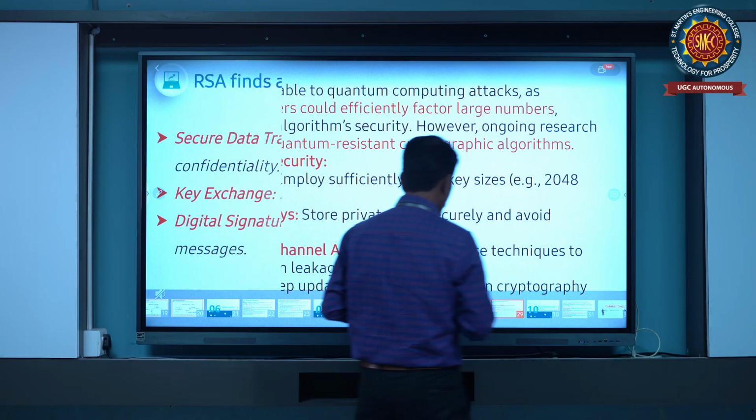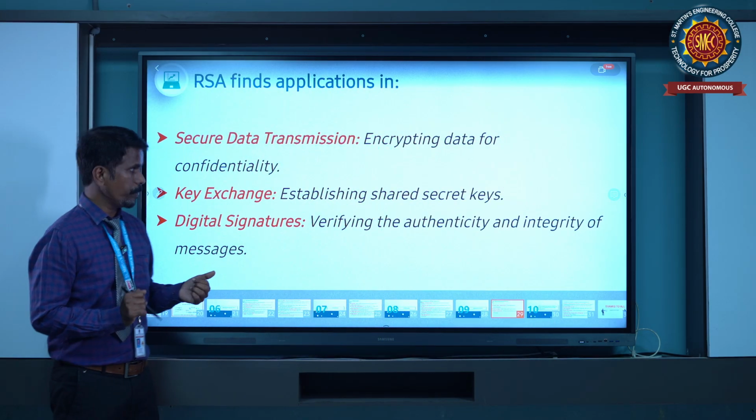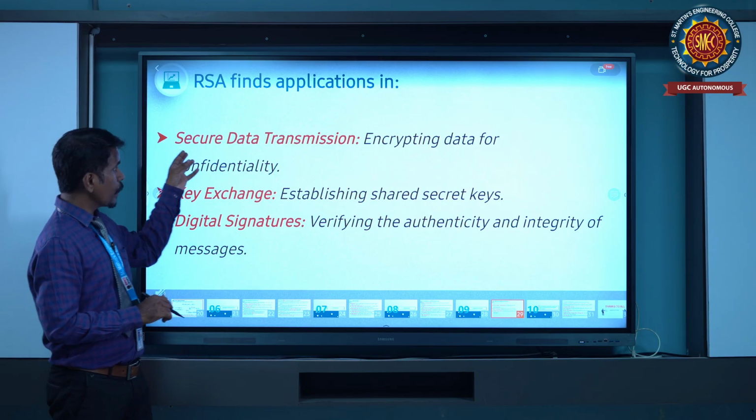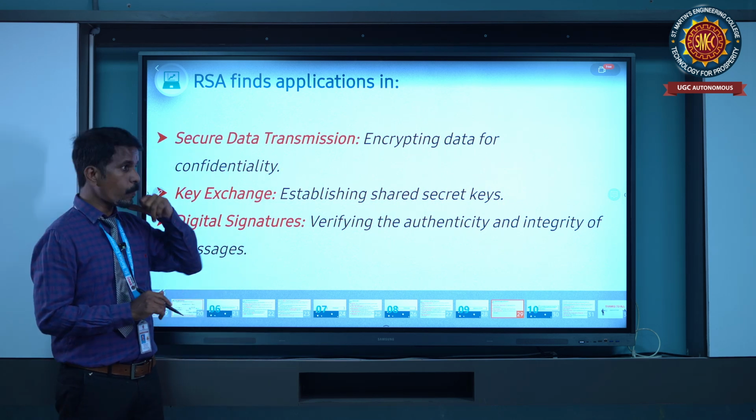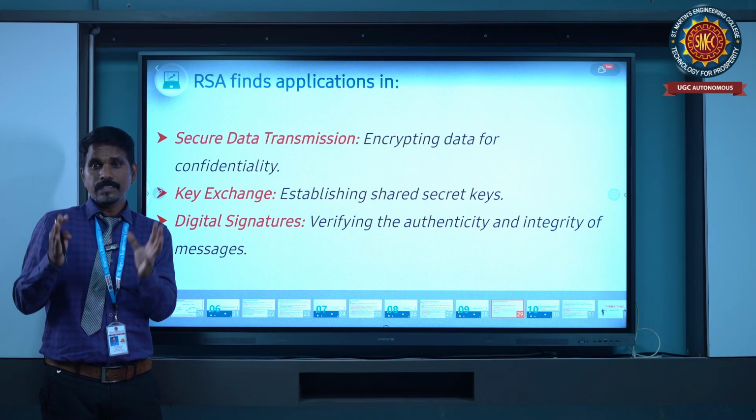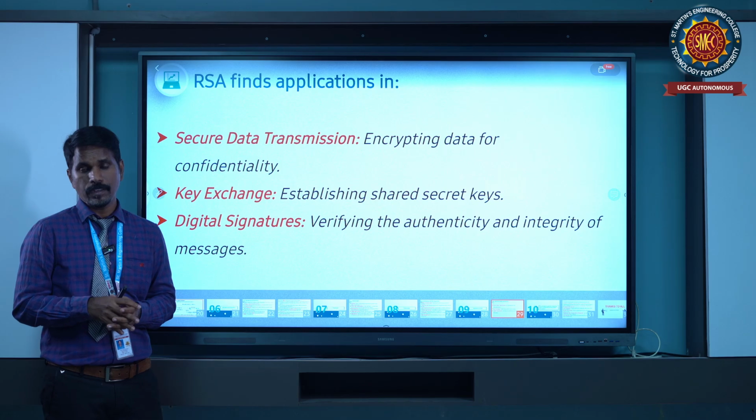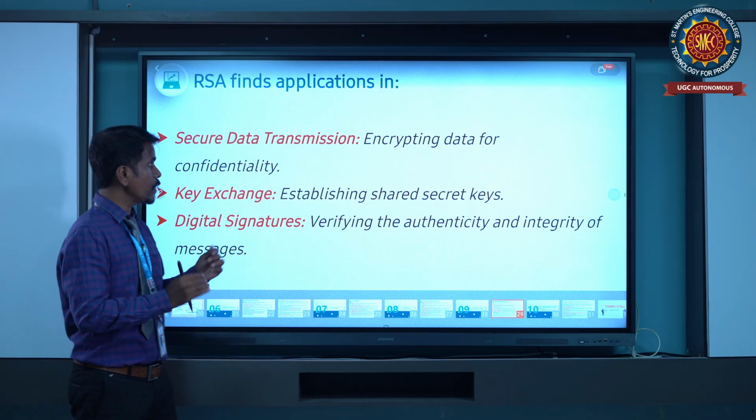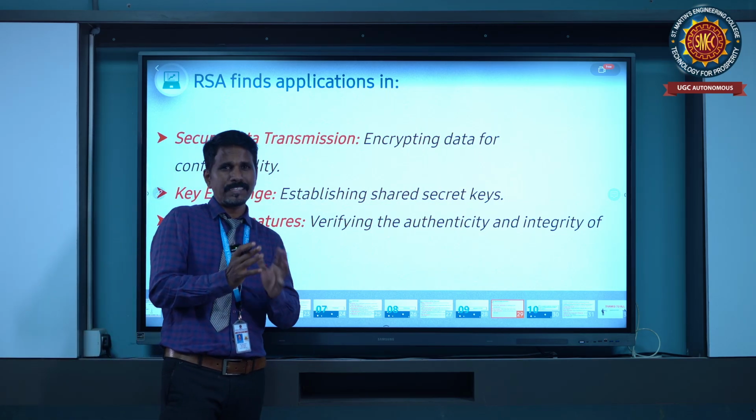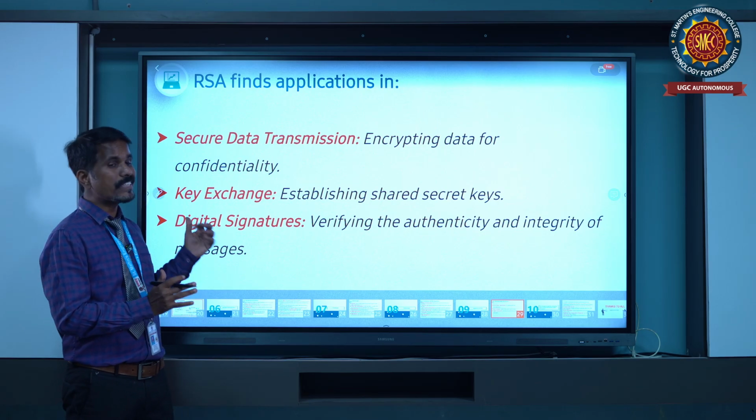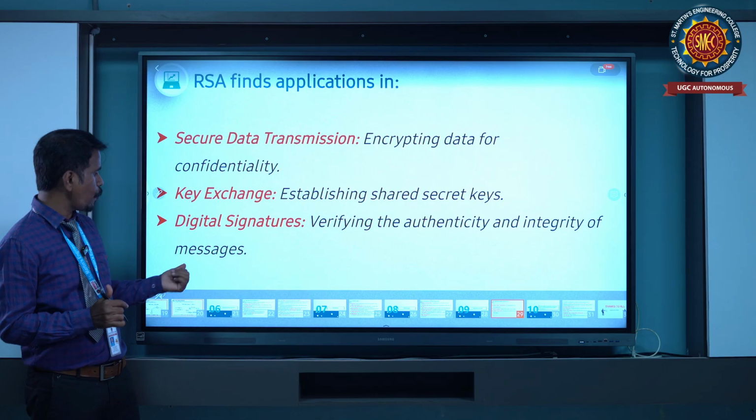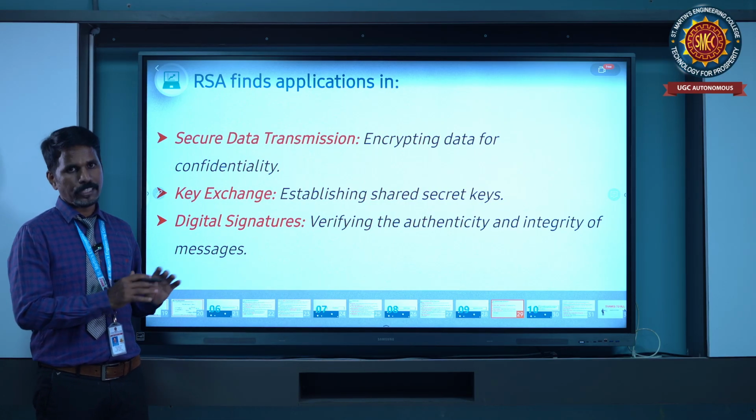Next, we need to understand the applications of RSA. Wherever the RSA algorithm is used, for what purpose? First, secure transmission, which means encrypting the data for confidentiality, so that you can securely store the information and not expose it to others. This is called confidentiality. Next, key exchange, establishing shared keys. Last one, the digital signature, which verifies the authentication and the integrity of the messages. So this is the process.